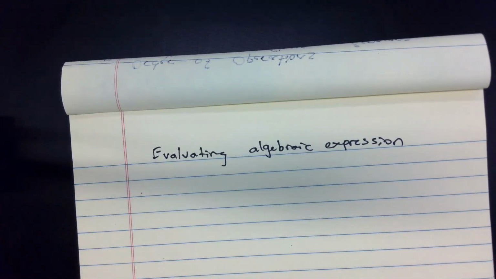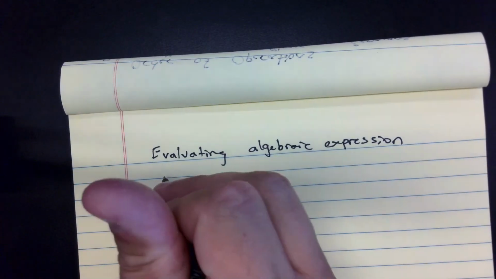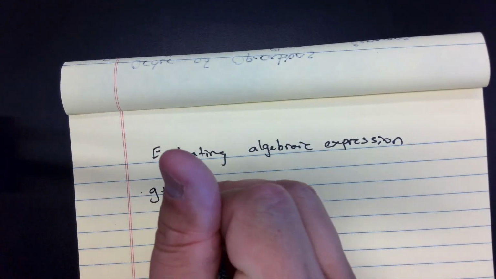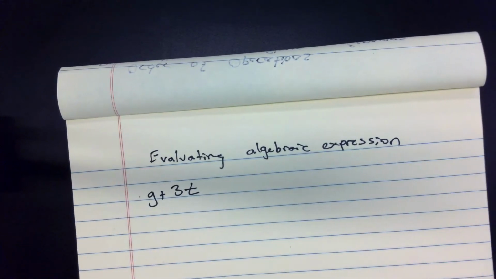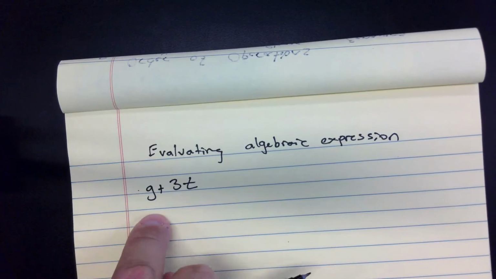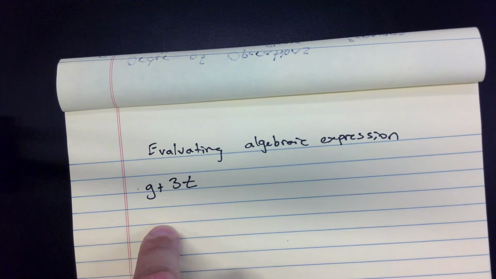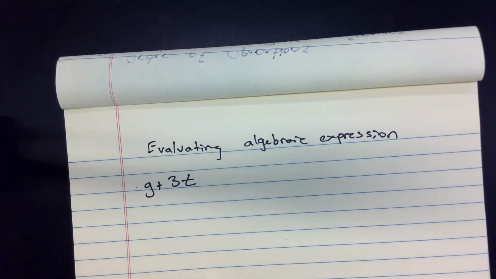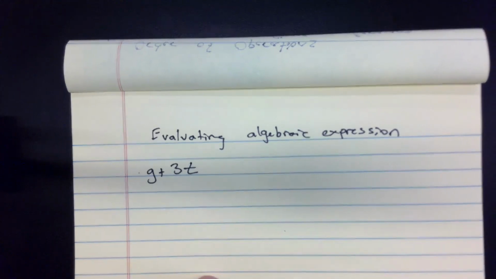So if I have a problem that looks like this, g plus 3t. Everyone see how I wrote my t's? Make sure you write your t's like a t in math world. So if we have g plus 3t, this right here is called an algebraic expression. The reason it's called an algebraic expression is because it has numbers and letters, or numbers and variables.